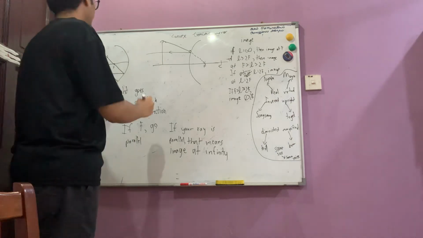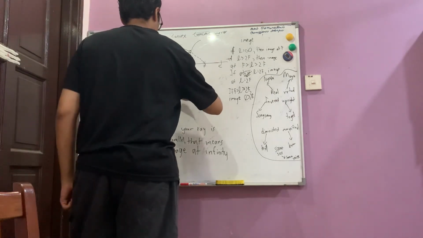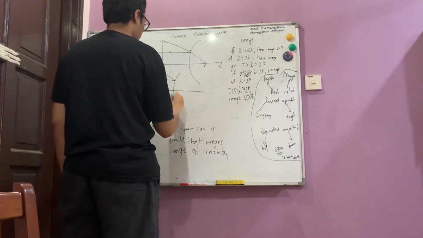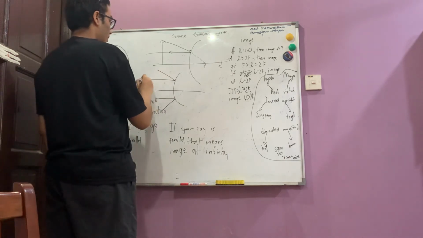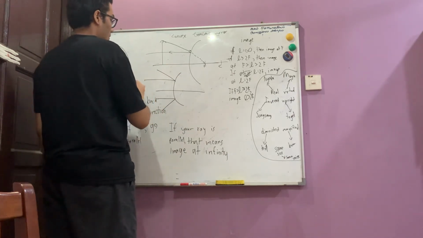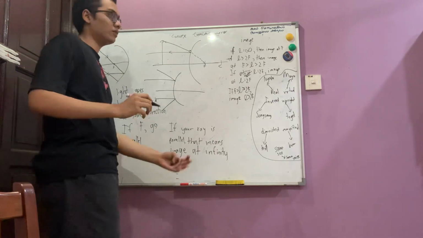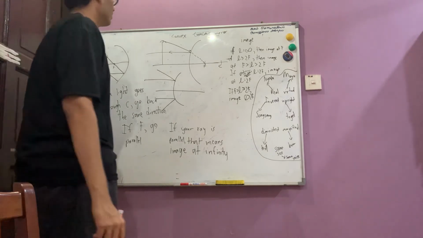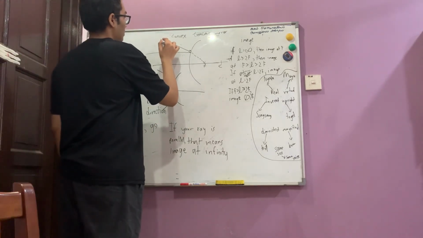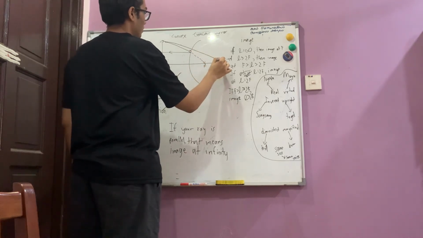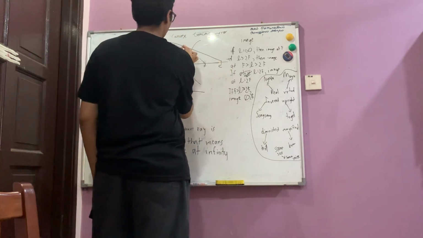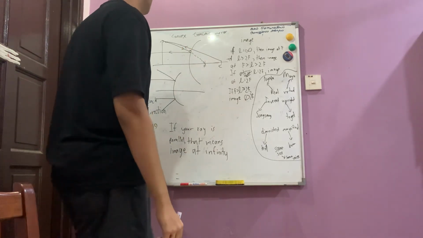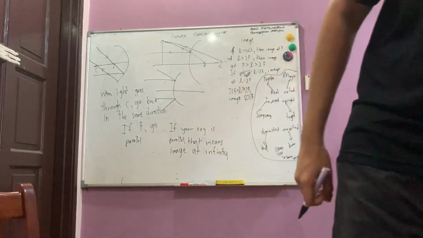Same thing as concave mirror. Light comes this way, will go like this. Light comes this way, will go outwards, or light comes this way, will go this way. All the same. And then one more is C. And then you go like this. Okay.